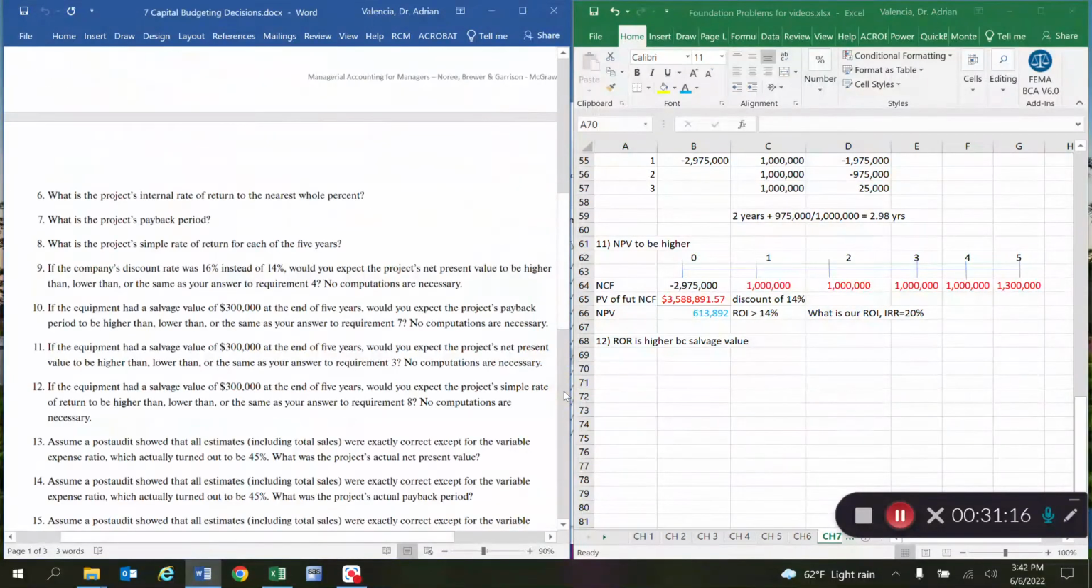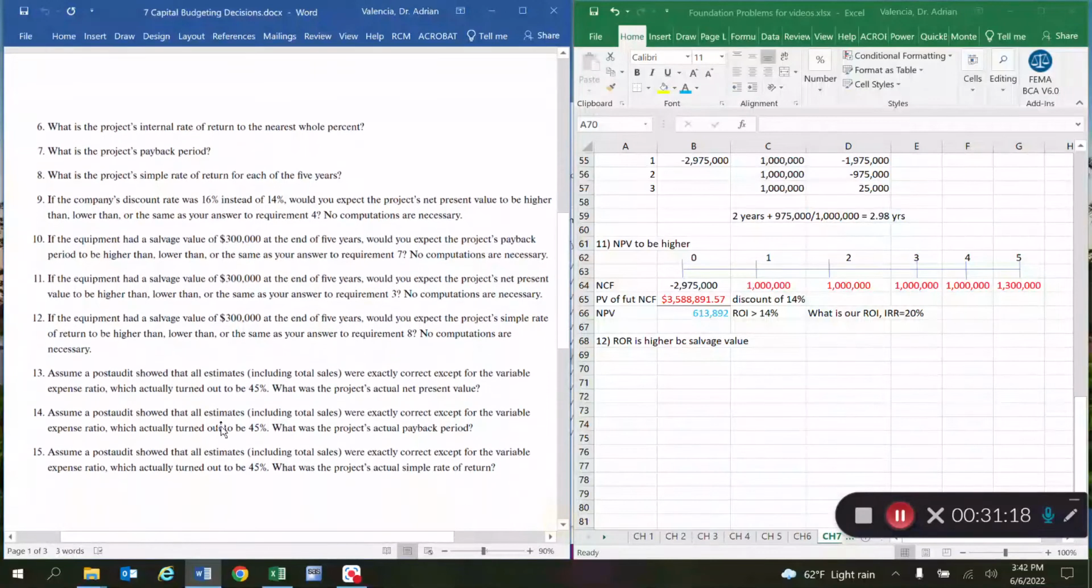Let's look at number 13. 13 says, assume a post-audit showed that all estimates, including sales, were exactly correct except for the variable expense ratio, which actually turned out to be 45%. What was the project's annual net present value?